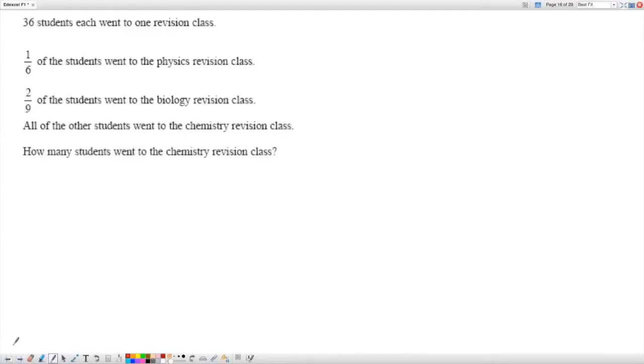We're told that 36 students each went to 1 revision class. 1/6 of these went to physics, 2 ninths went to biology, and all the other students were at chemistry. We need to know how many were at the chemistry. So let's take a look first. 1/6 of the 36. So 36 divided by 6 is 6. So for physics, we had 6.